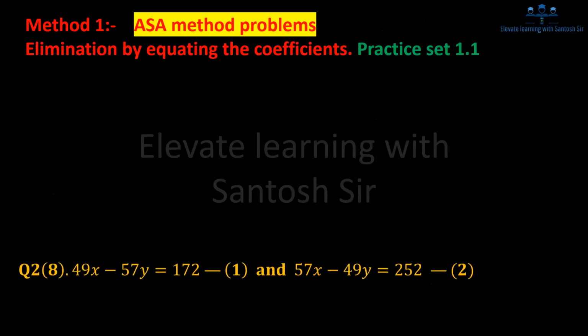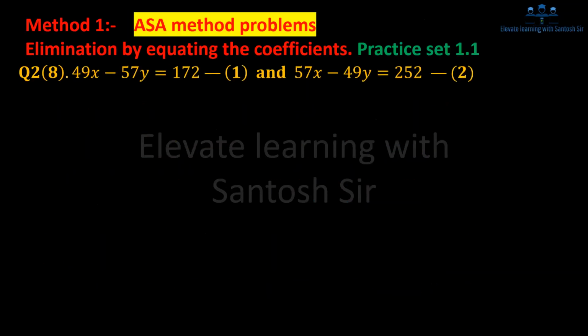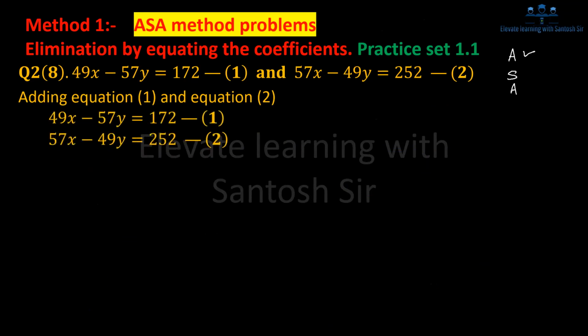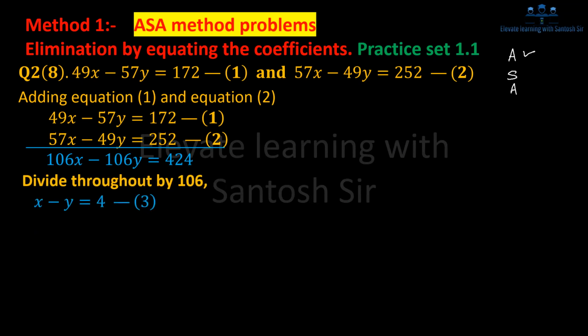Let's do one more problem of such type. 49x minus 57y is equal to 172 and 57x minus 49y is equal to 252. We are following ASA method as the coefficients over here are exchanged. So first A stands for adding. So we will add equations 1 and 2. On adding, we will get 106x minus 106y is equal to 424. Each number over here is divisible by 106. So we will divide throughout by 106 to get x minus y is equal to 4. So first step is done.